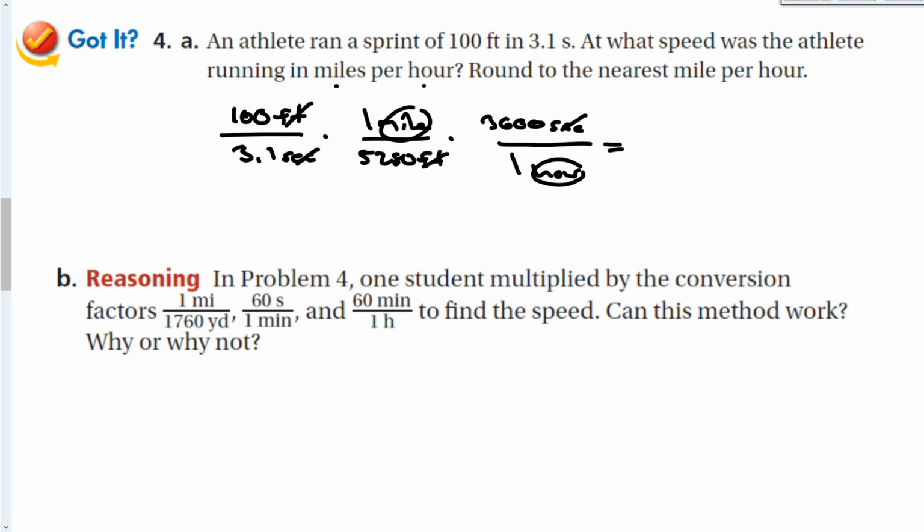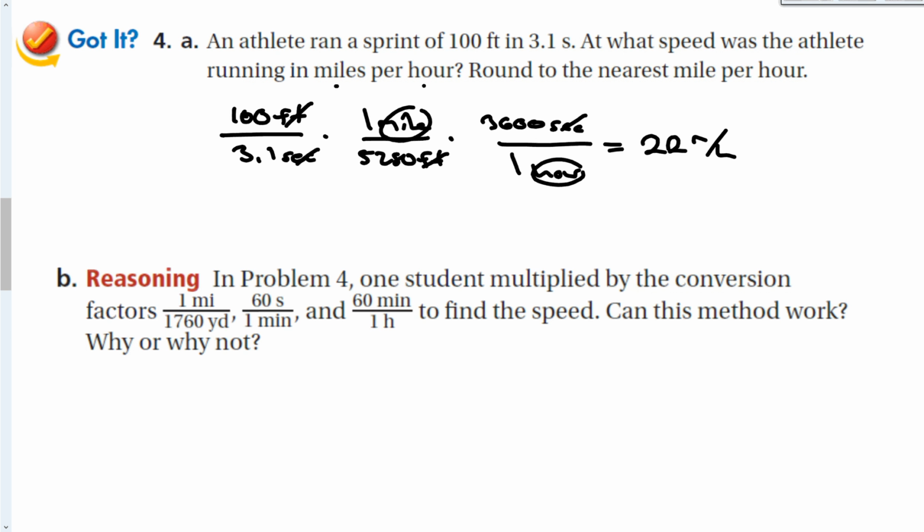So that's 3,600 times 100. Divide out the 3.1 and the 5,280 to give me about 22. Okay, it was 21.99, so about 22.